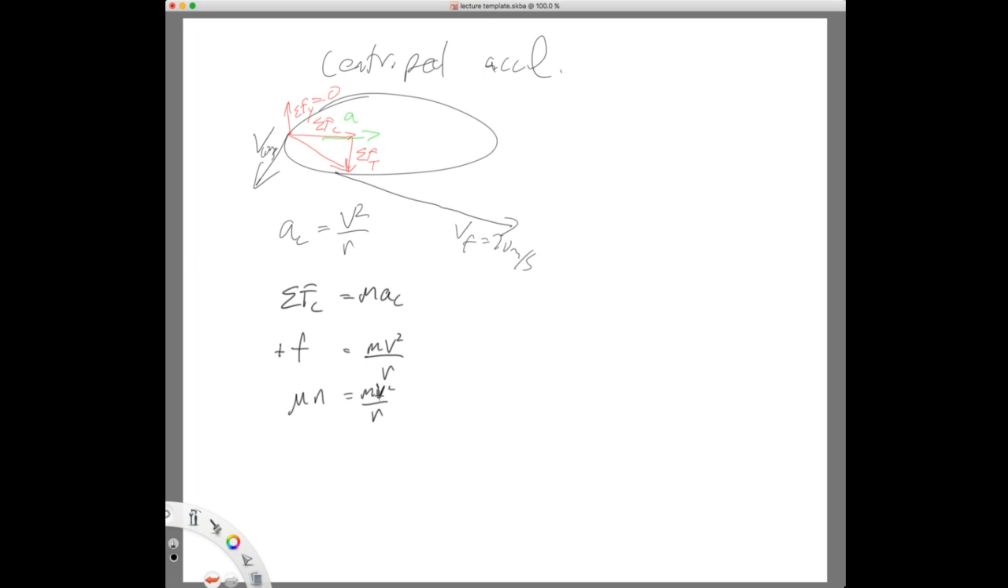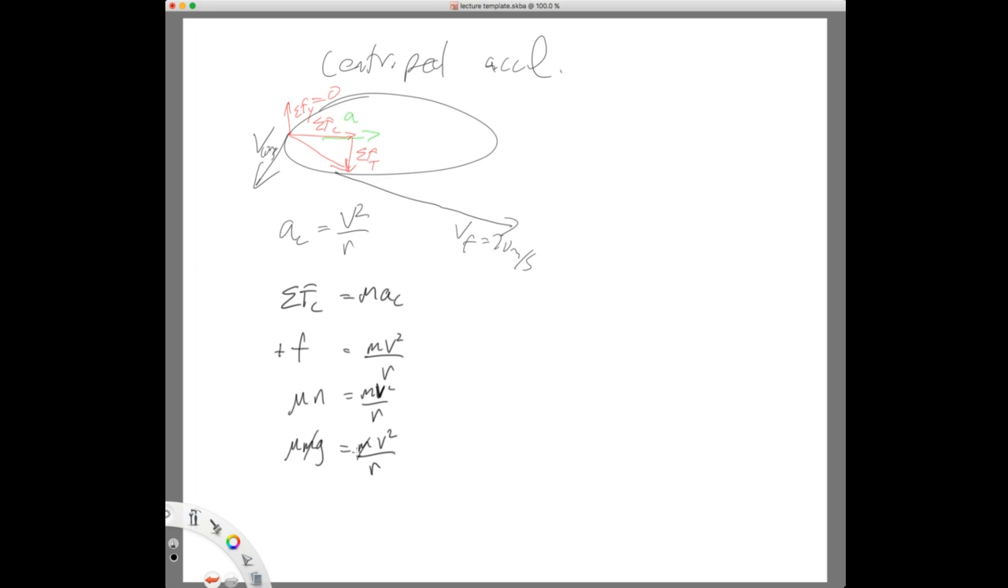I think probably the reason I sometimes move to large R is because my V's and my R's look kind of similar. Now, remember normal force: if we're on a flat area, we're going to have normal force up and force of gravity down, and they have to cancel. So we had mu times m times g equals mv squared over r.